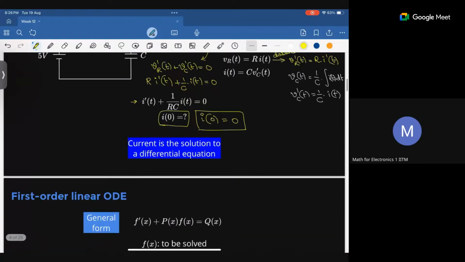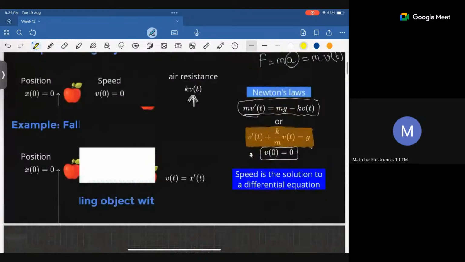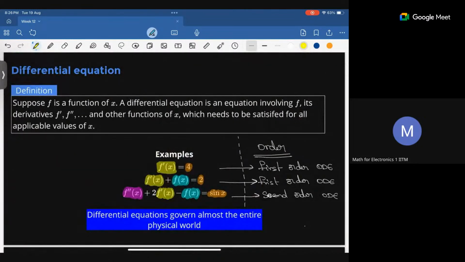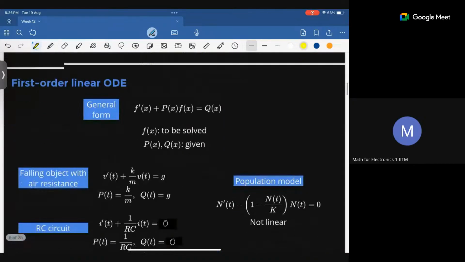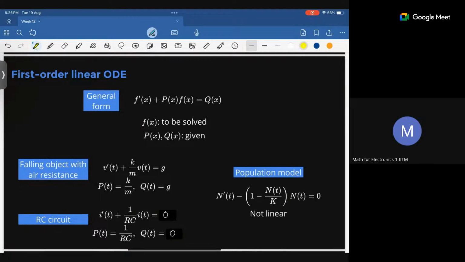Okay, so far what we have seen are differential equations that involve the first order derivative, the function, and some constants. Now we will look at the first order differential equation in general and try to solve it. Usually the first order linear ODE general form will have the first derivative, and some function getting multiplied to the function f of x, and on the right side you will have q of x. So this will be the general form.